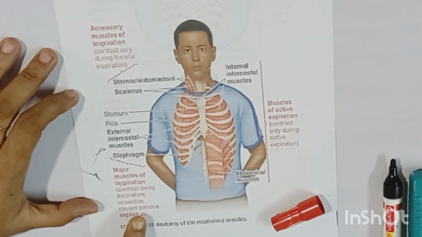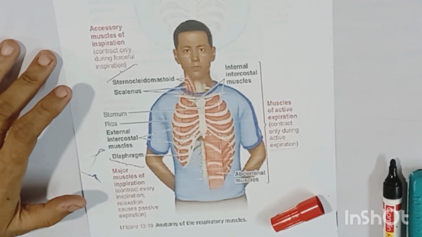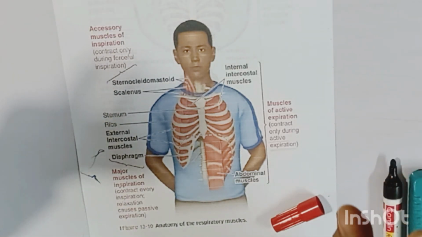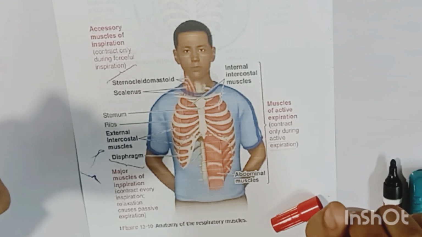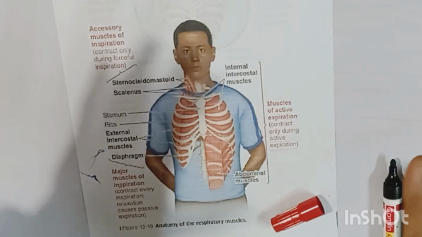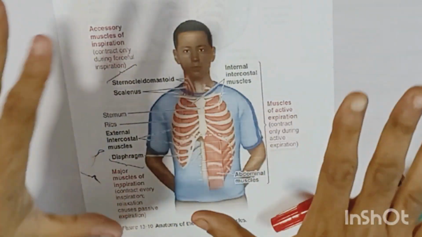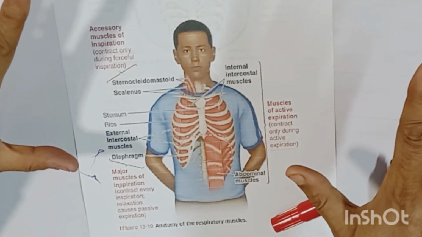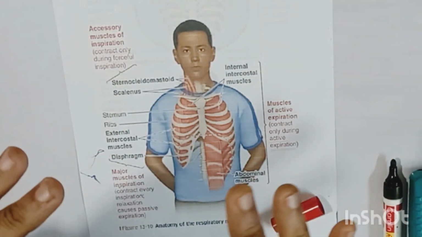Relaxation causes passive expiration. I will just explain this point. When the muscles relax, the ribs are no longer pulled up, so the volume gets back to the original position. The diaphragm relaxes. When the muscles of the diaphragm were contracting, the diaphragm got flat, and now when it relaxes, it again goes up.